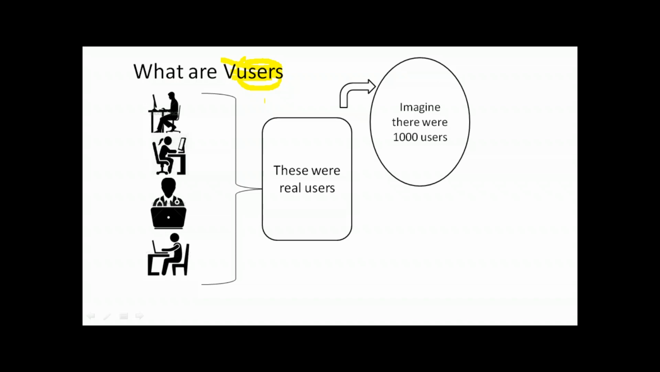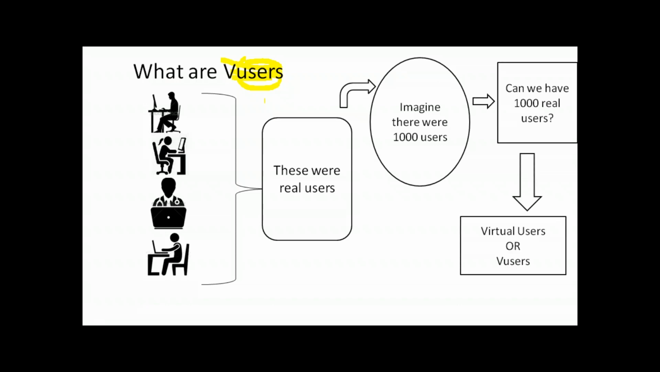You cannot have 1000 real users use this application called Gmail and create the load. It is not possible at all. So you cannot have the real users use the application. This is the reason why you have the concept of virtual users, or V users. Simply, V stands for virtual users.